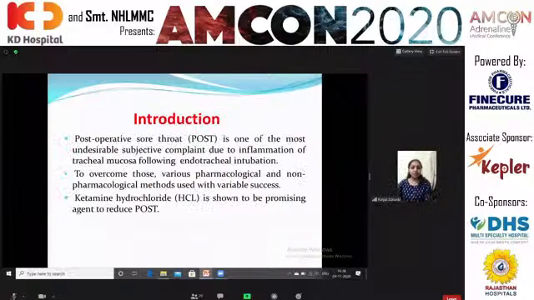Post-operative sore throat is one of the most undesirable subjective complaints due to inflammation of tracheal mucosa following endotracheal intubation. To overcome this, various pharmacological and non-pharmacological methods were used, and ketamine is shown to be a very good agent to reduce post-operative sore throat.